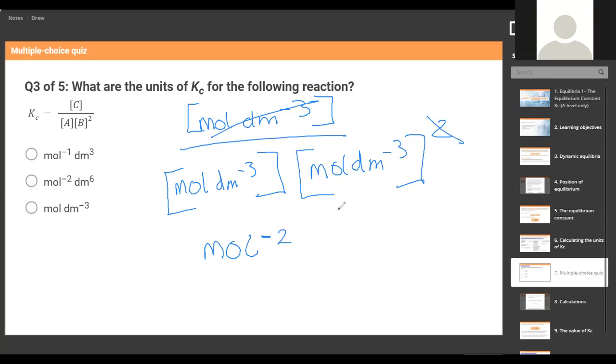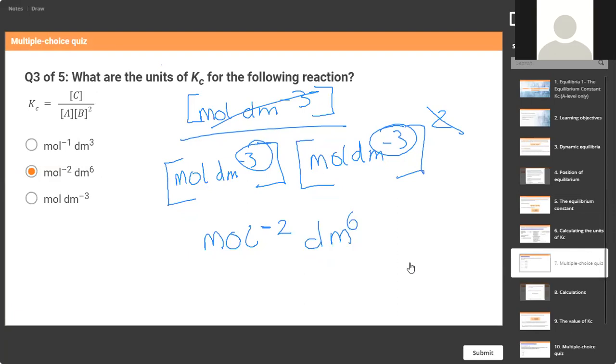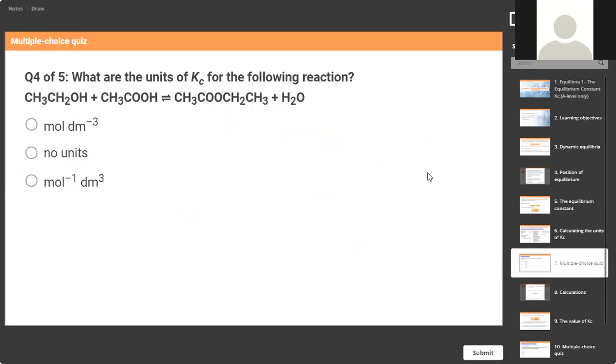We've got 2 lots of moles, but obviously we're moving the top to the bottom, so we have to reverse the operation. So it's moles power minus 2, decimeters power 6. We've got our minus 3 here, minus 3 here, reverse our reaction. So it should be 6. Reverse our operations, not reactions. So mole minus 2, power 6. There we go. And then number 4, because I've already done number 5 randomly.